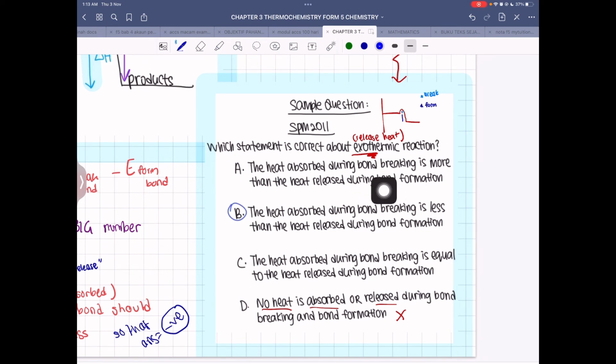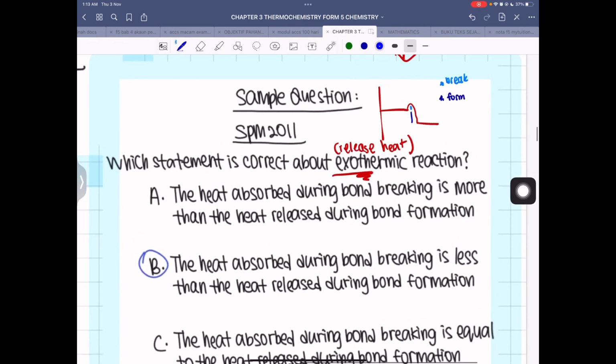Okay, first we need to analyze. We can use two methods. First, we can use diagram visualization method. So exothermic is releasing heat. Bila dia releasing heat, maksudnya dia akan lose energy, right? So dia akan go down. So you can draw it like this. Okay, energy profile diagram ni.